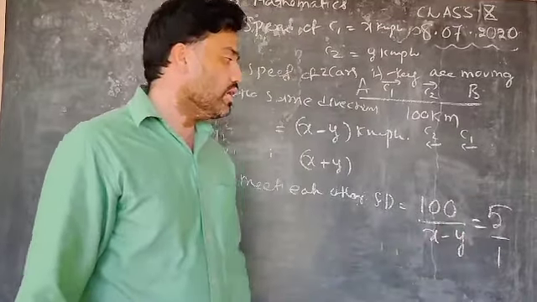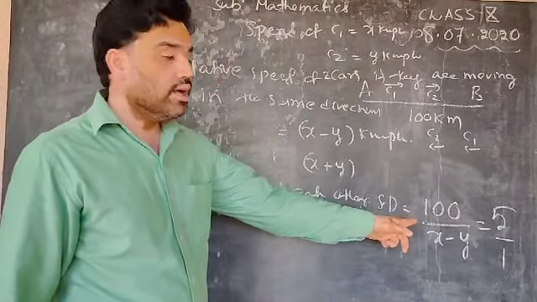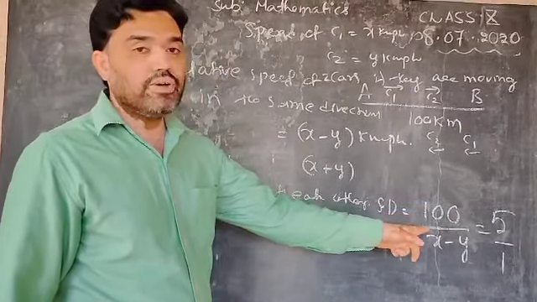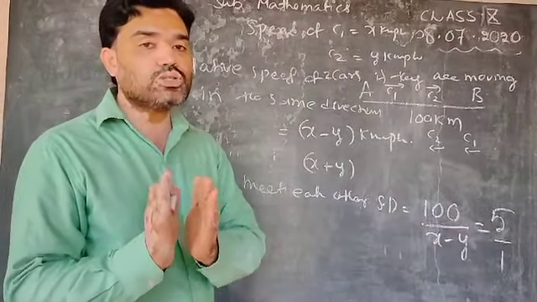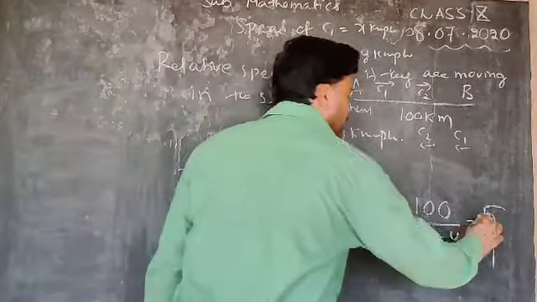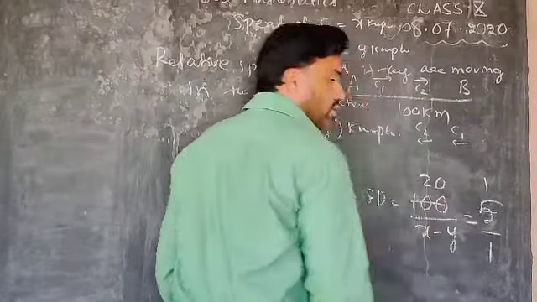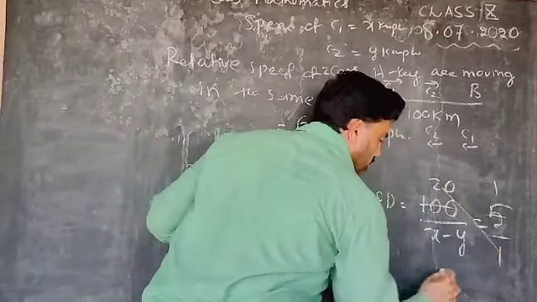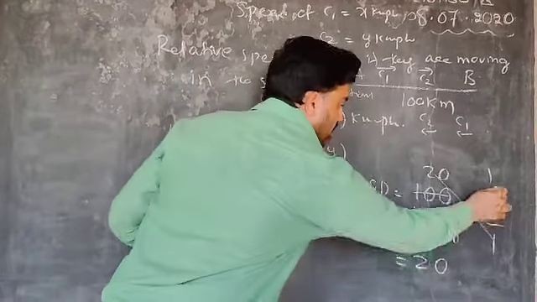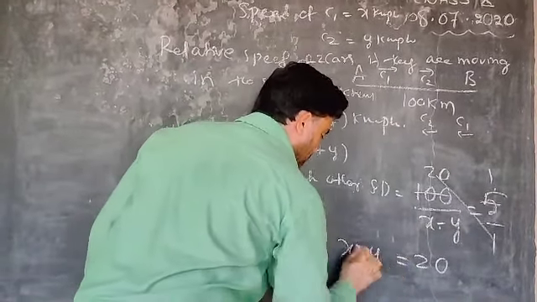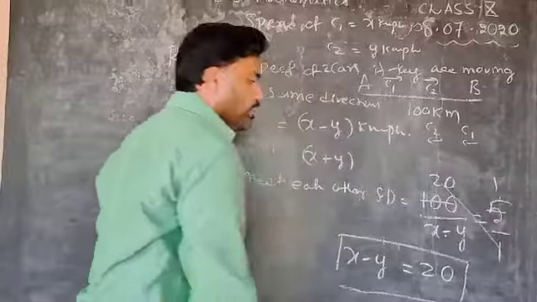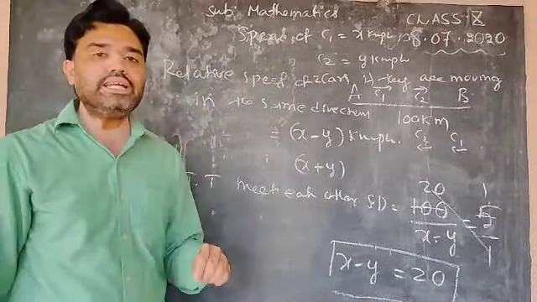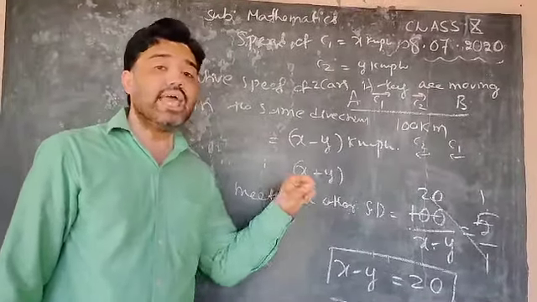Now one thing you will see here, you have to cancel. When there is an equals to sign, you can cancel numerator, denominator. 5 ones are 5, 5 20s are 100. Now cross multiply, 20 into 1 is 20, 1 into x minus y is x minus y. So x minus y is equal to 20. Hope you understood.